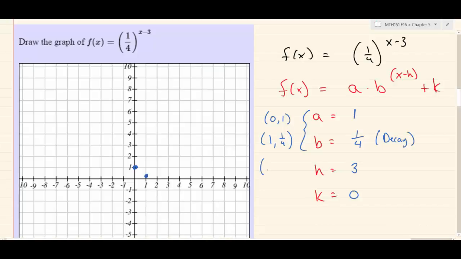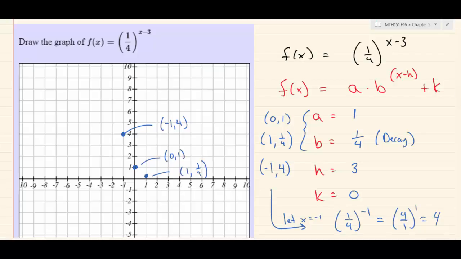So in this case, what we'd like to do is take -1 and plug it into the function. You're going to get positive 4. So that's going to be (-1, 4). So actually we have 3 points: (-1, 4), (0, 1), and (1, 1/4). So now what we get is a graph that looks something like this.